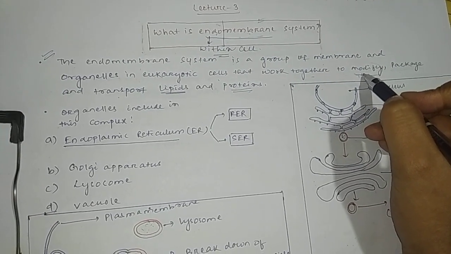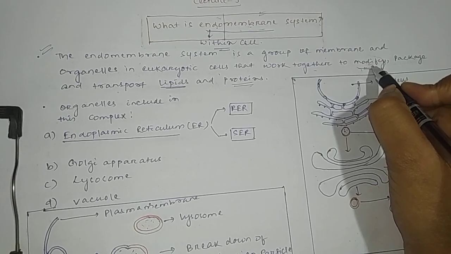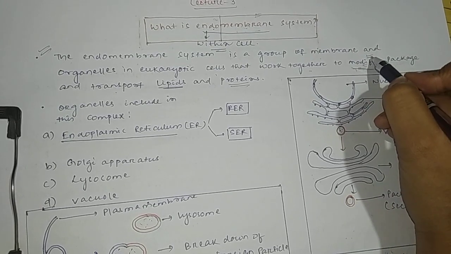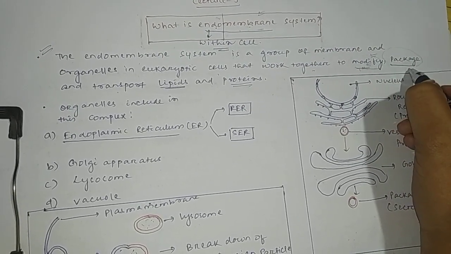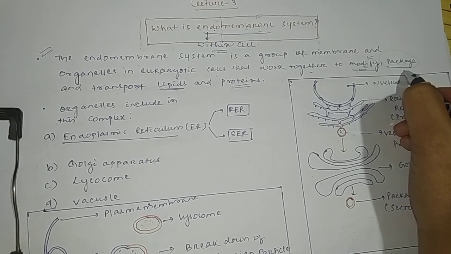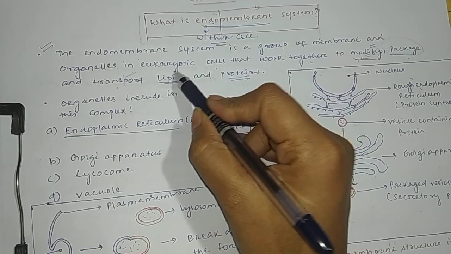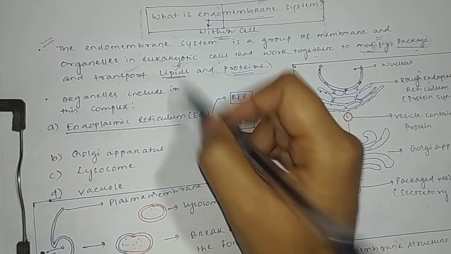Sometimes we need to modify that particular protein. Like we can attach some molecules to it, we can detach some molecules from it. We will discuss that in further lectures. And after that, we package that particular protein where we want to send it. Okay. And this is the transport of lipids and protein. I have given an example of protein. You can take the example of lipids also.